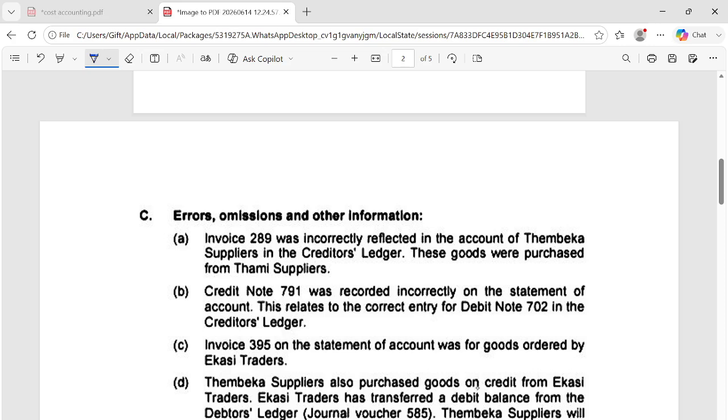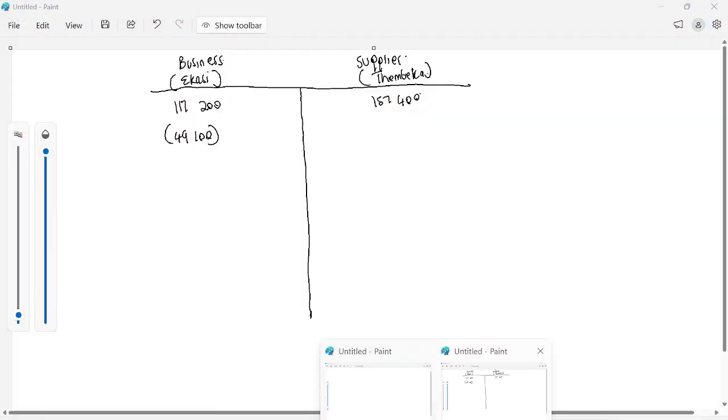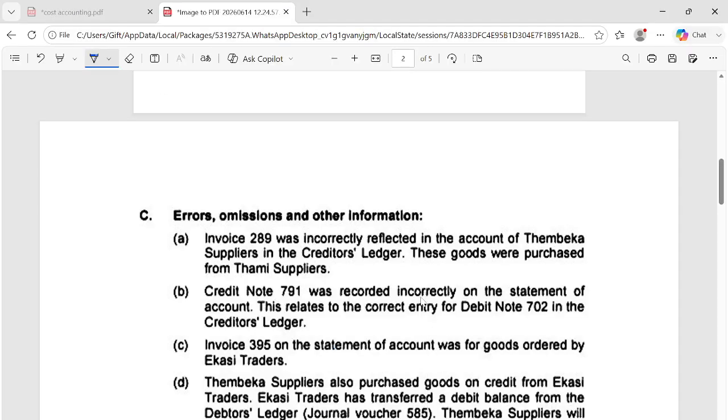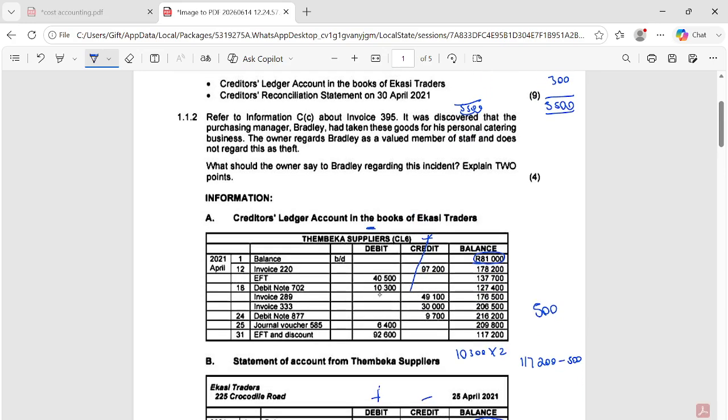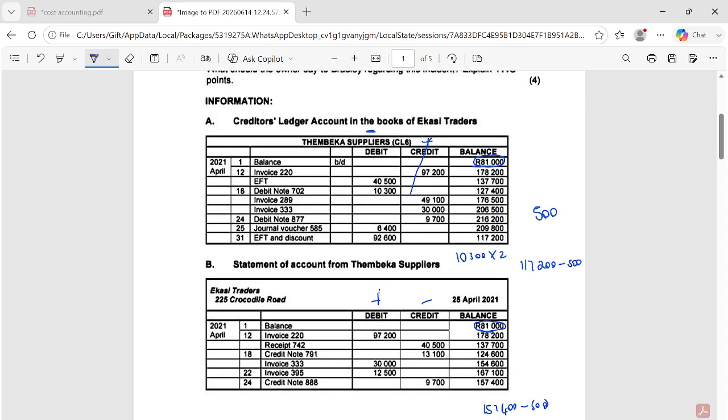This one is the correct one, right? Now let's go see. Debit note 702 is the correct one. So we returned something of the value of 10,300. So we did correct here. We subtracted it. And let's go see.